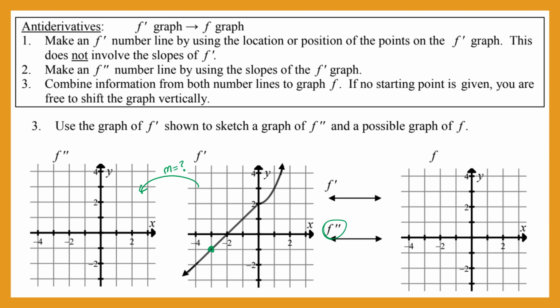I'm going to choose right here at negative 3, and I can see my slope here is up 1 over 1. So m equals 1, and that stays true all the way up, right? I have this constant slope all the way up. So at negative 3, on my f double prime line, I'm putting a point at m equals 1. And that's true at negative 2, and it's true at negative 1, and so on and so forth.